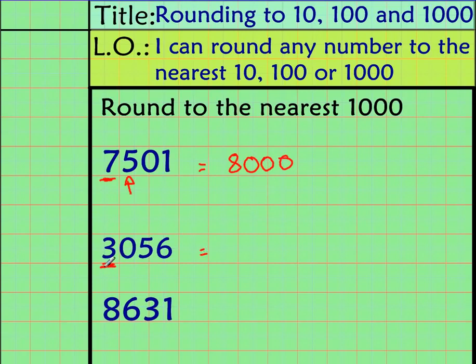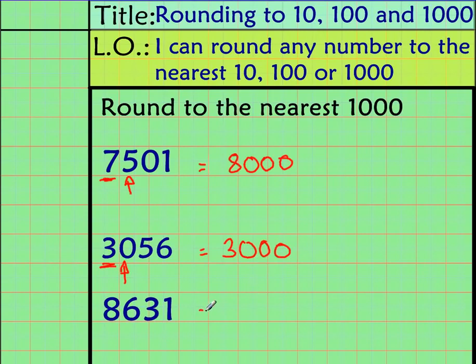Here's my thousands column. Here's my indicator. What does a 0 tell me to do? It tells me to round down. So that 3 stays the same. Everything else becomes a 0. Okay, 3,000.